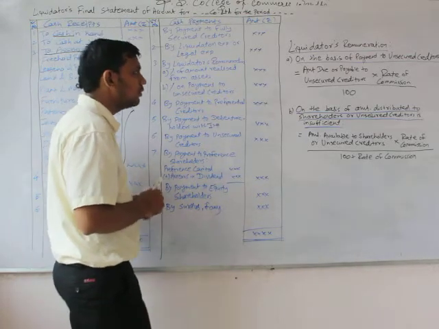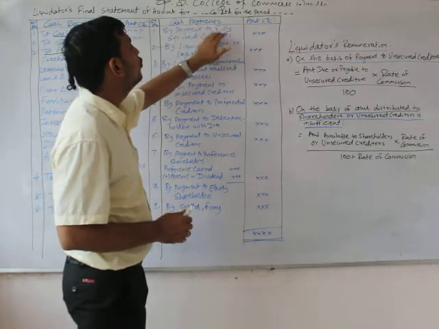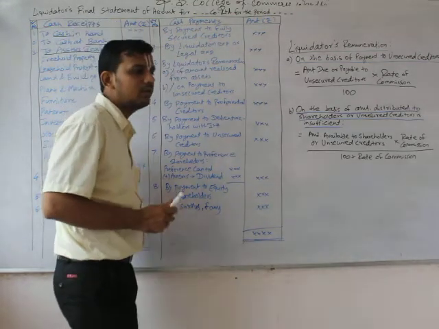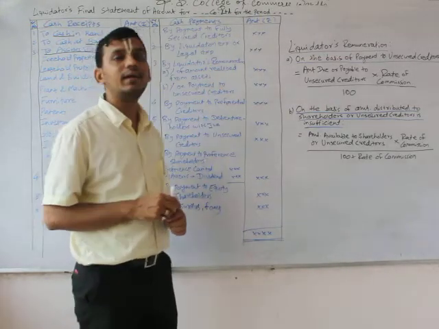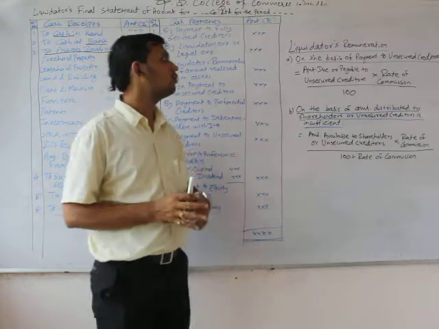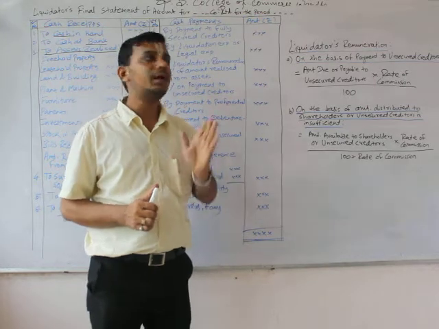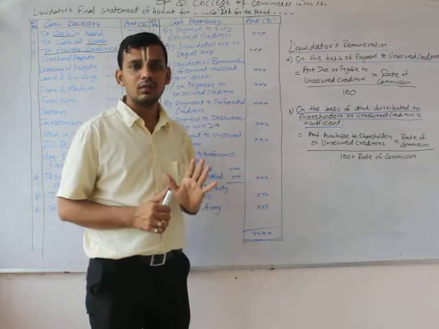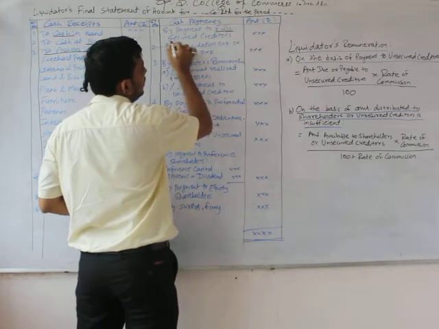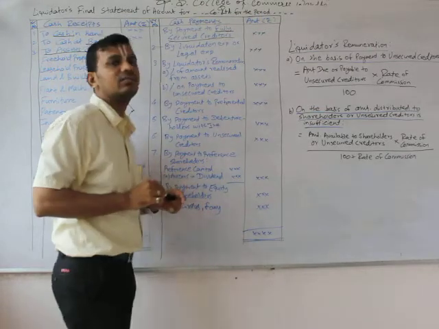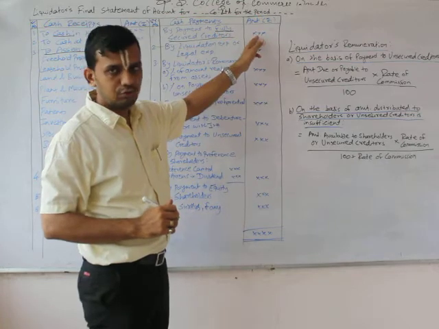So the first head in the cash payment would be payment to fully secured creditors. Remember one thing, when we are preparing the liquidator's final statement of account, it is quite necessary to follow the sequence, because first of all, only fully secured creditors are paid. We cannot pay partly secured or unsecured creditors. So first of all, fully secured creditors, those creditors which are backed by some kind of security in the company, are to be paid in full.